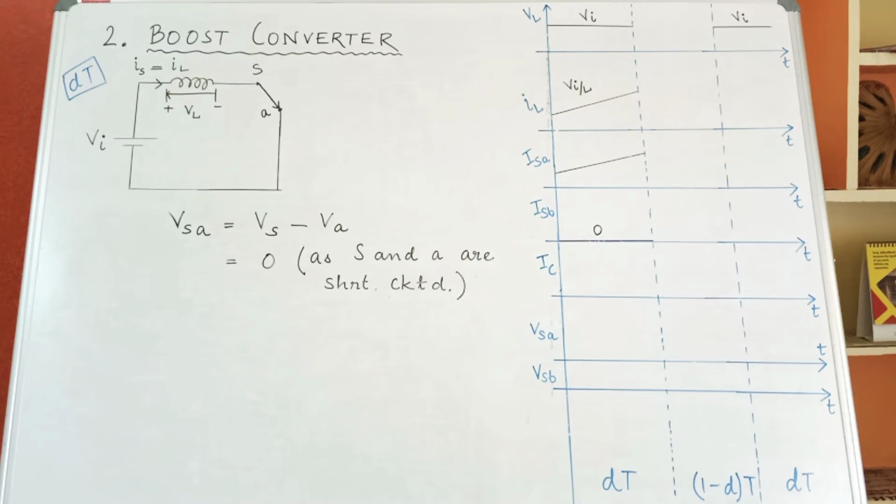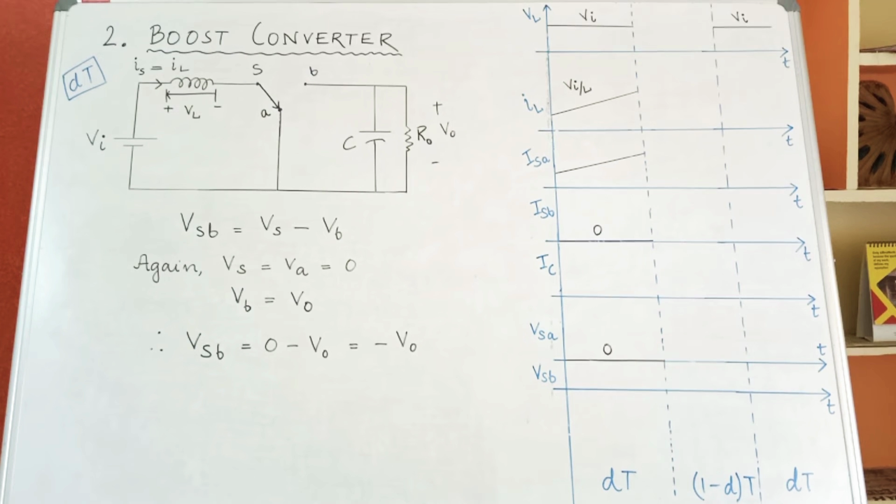So, both will have the same potential. Hence, Vs minus Va will give to be 0. Thus, VSA is equal to 0. Hence, representing VSA as 0 on the waveform by making the x-axis bold, during dt period and writing a value of 0.